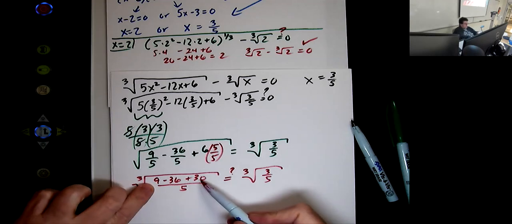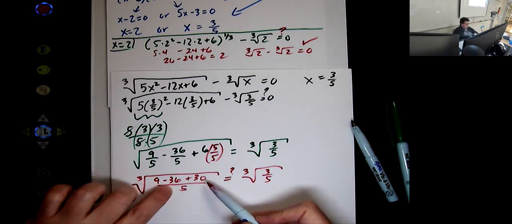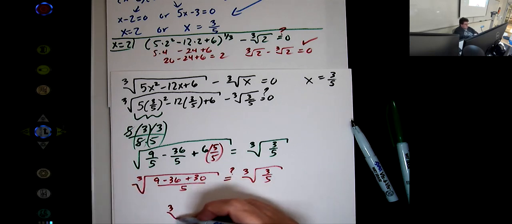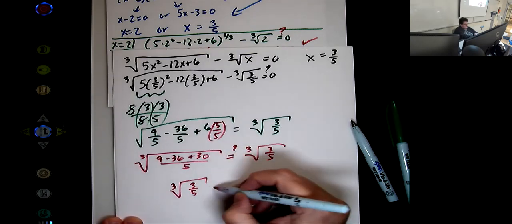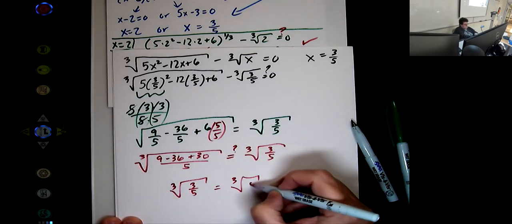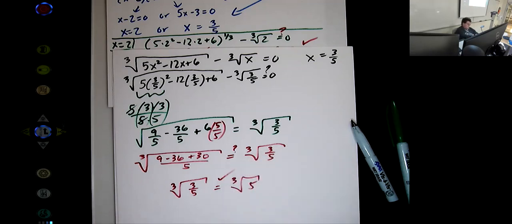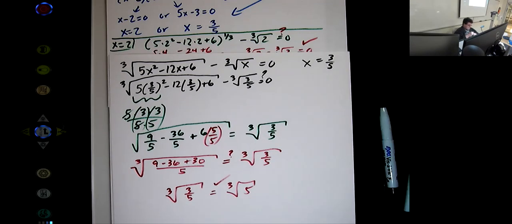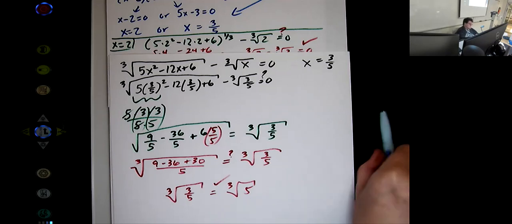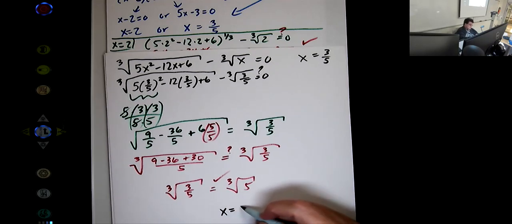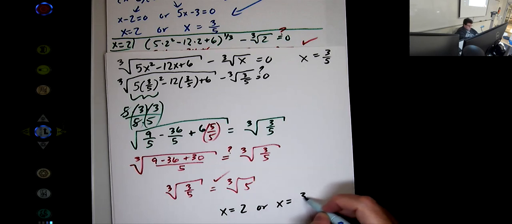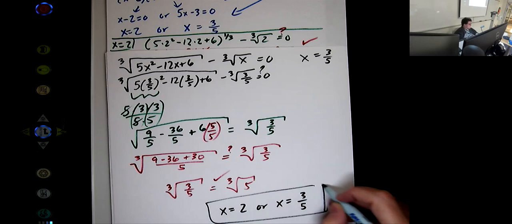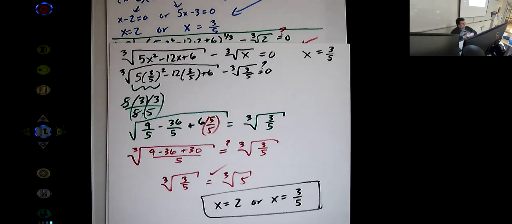Thirty plus 9 is 39, minus 36 is 3. We do get the cube root of 3/5 on both sides. So that's going to work. So x equals 3/5 and x equals 2 are both solutions. They both worked. So with these radicals, you gotta literally just check every answer. Sucks. A lot of work, right?